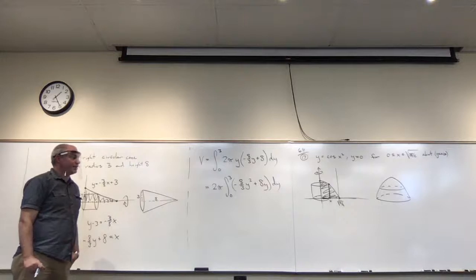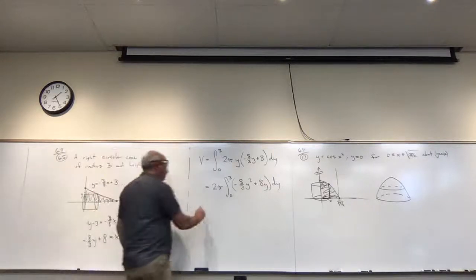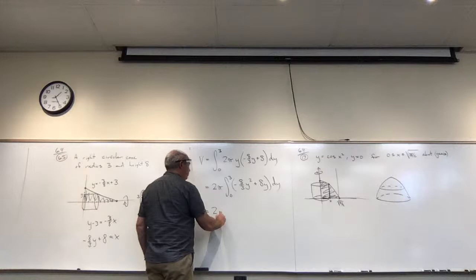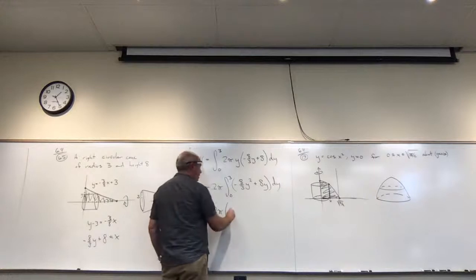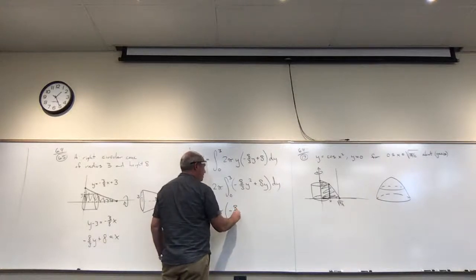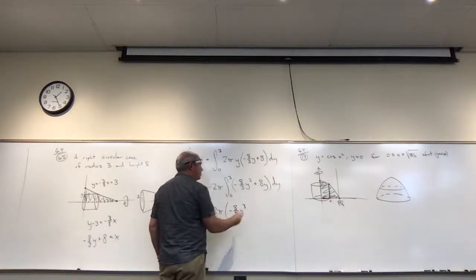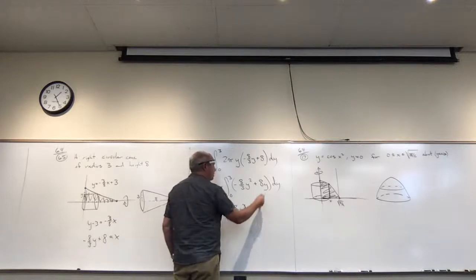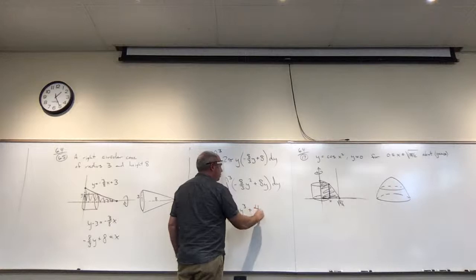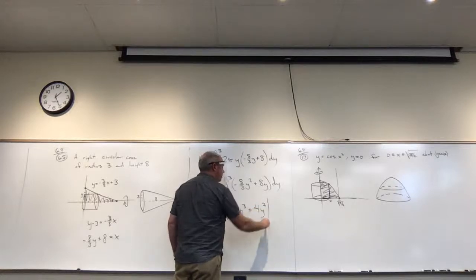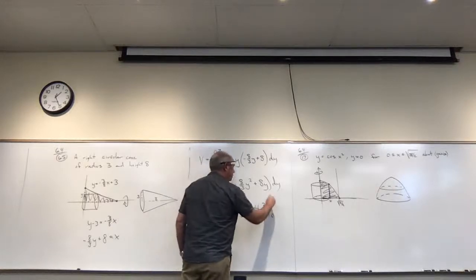Now I could take the antiderivative, and I get 2 pi. Antiderivative here, I'll bump up the power by 1 and divide by the new power, and I'll get minus 8/9 y cubed plus, do the same thing here, y goes to y squared, divide by 2, and I get 4y squared, evaluated from 0 to 3.